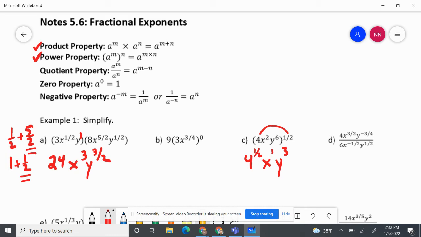Now, 4 to the 1/2 we talked about yesterday. That would be the same thing as the square root of 4, which is 2. So it would be 2xy to the third.